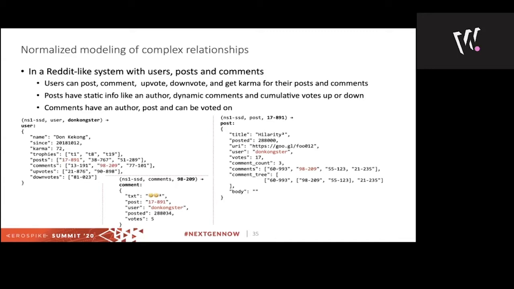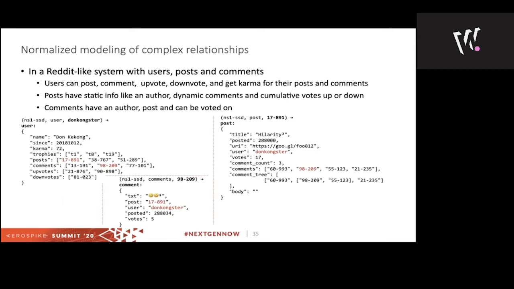So let's look at the user object. We have here, again, these are all in the SSD namespace, same namespace. Their object types are separated by set, distinguished by the set. Again, sets don't have a schema, but in this case, they are associated with a specific class at the application side. And we have the user key. So our awesome handle of Don Kongster has a user field, and the user field is a subdocument that is expressed as a map.